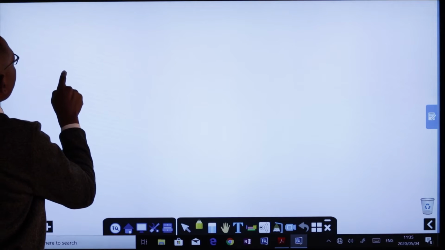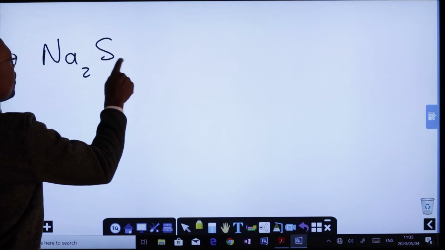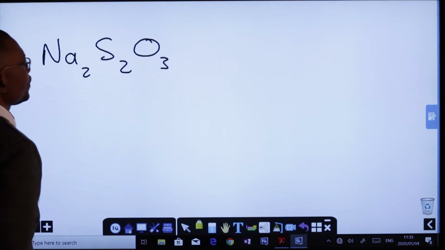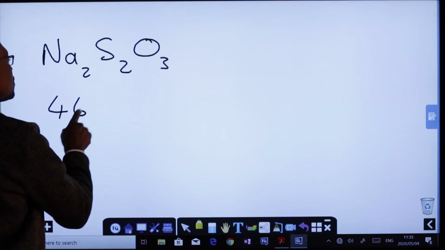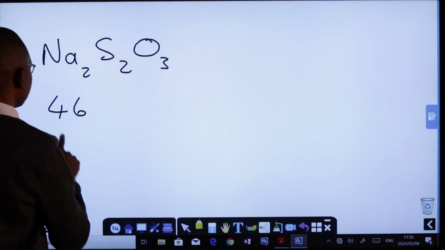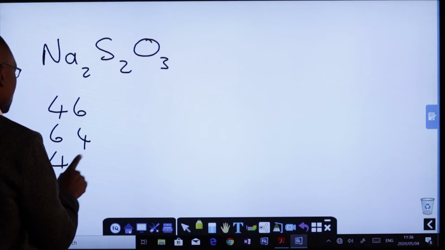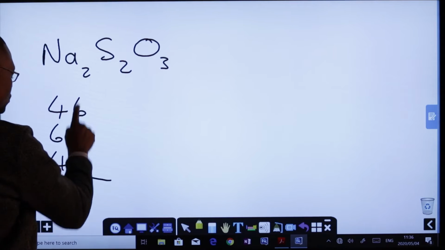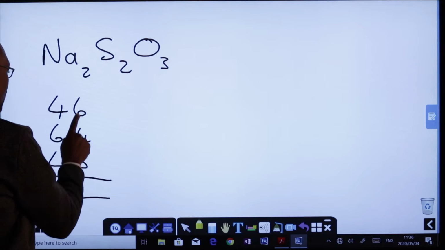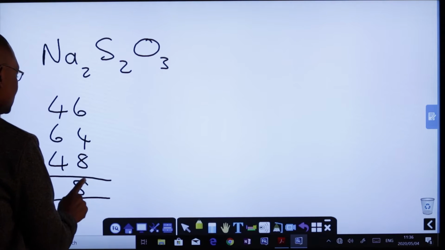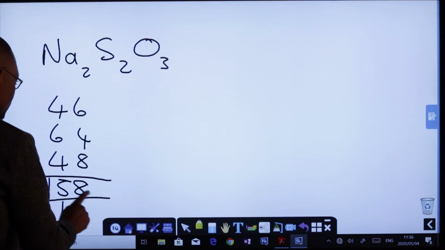So we are saying this is going to be Na2S2O3, like that. Sodium is 23 times 2 is 46. Sulfur is 32 times 2 is 64. Oxygen is 16 times 3, that's 48. So this will give us a total relative molecular mass of 46 plus 64 plus 48, which is 158 grams. Okay.